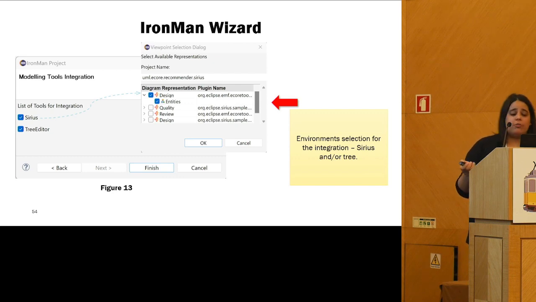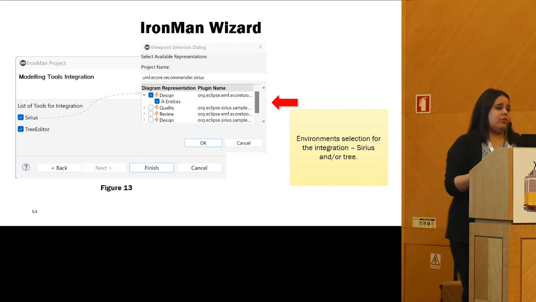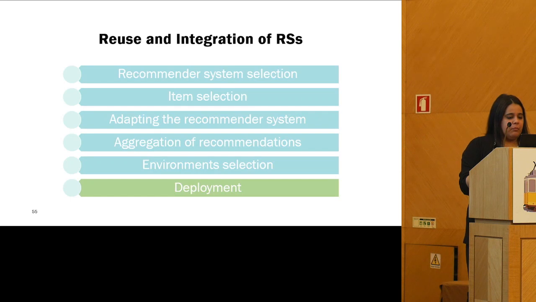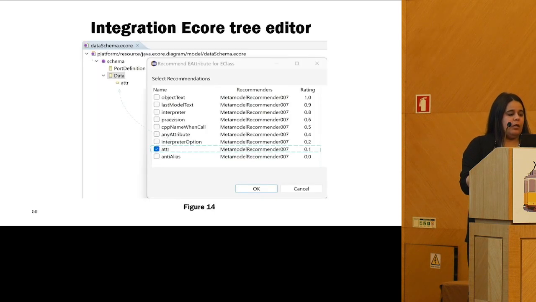Here we select both of them, Sirius and Tree Editor. In the case of the tree editor, you don't have to do anything. It only has this menu layer available, and it's going to go directly to where you have to go. But in the case of Sirius, we have to choose the diagram representation and do another selection for this particular aggregation. And finally, deployment. So here is how it will be deployed.